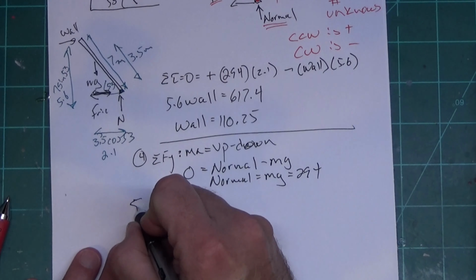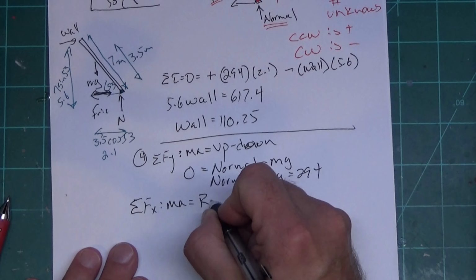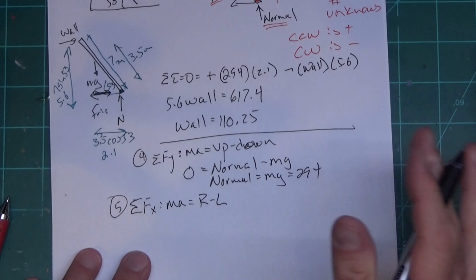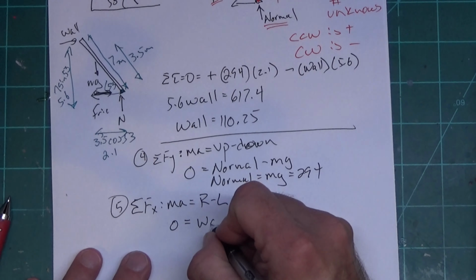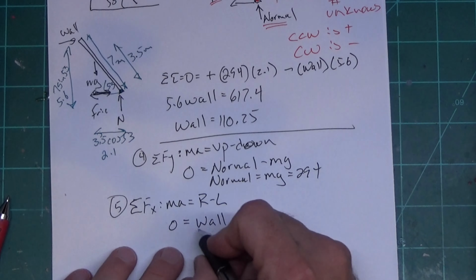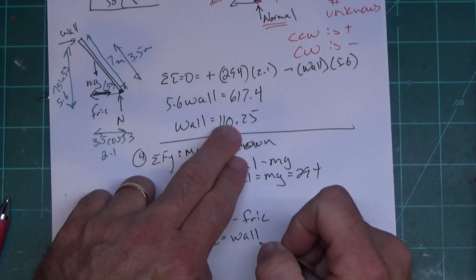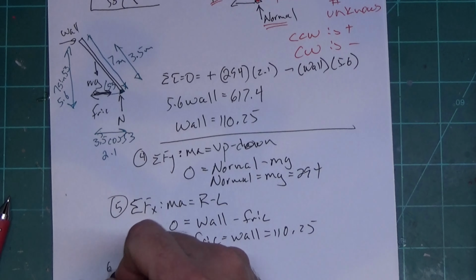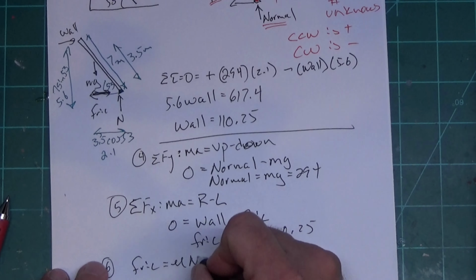Then I do sum of the forces in the x. That's ma equals right minus left. That'd be step 5. It's not moving right or left, so it'll be 0 equals. To the right, I have the force of the wall. To the left, I have friction. So basically, friction is equal to the force of the wall, which was 110.25. And remember, step 6, friction is equal to coefficient of friction times normal.